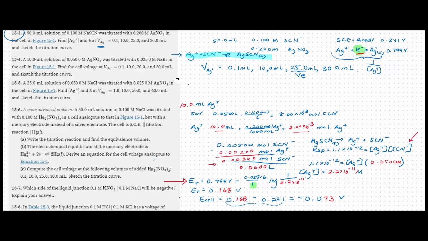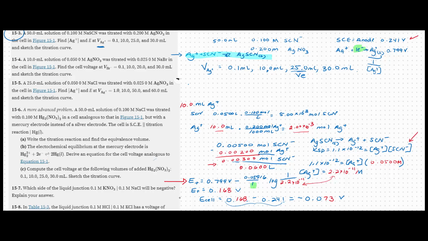Now the Q value for our reduction reaction here is still going to be the solid over the concentration of our ion. Because the activity of our solid is 1, our Q value becomes 1 over the concentration of our silver. Now the concentration of our silver we've found from our KSP equation. So we can find the new cathodic potential of 0.168 volts. We subtract from that the anode potential.